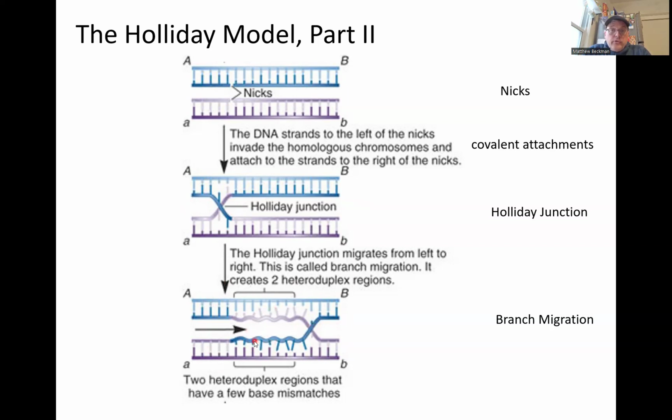So these are called heteroduplexes now, because hetero means different. And so duplex too, so we've got two chromosomes that are hooked up together and they've exchanged some of their respective information, which is again, slightly different variations on the same sequence.